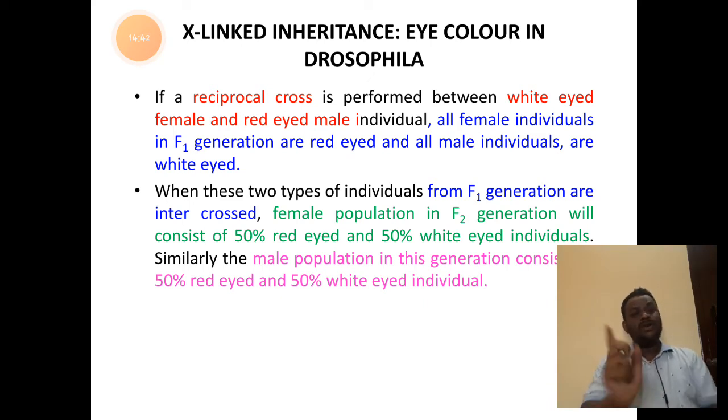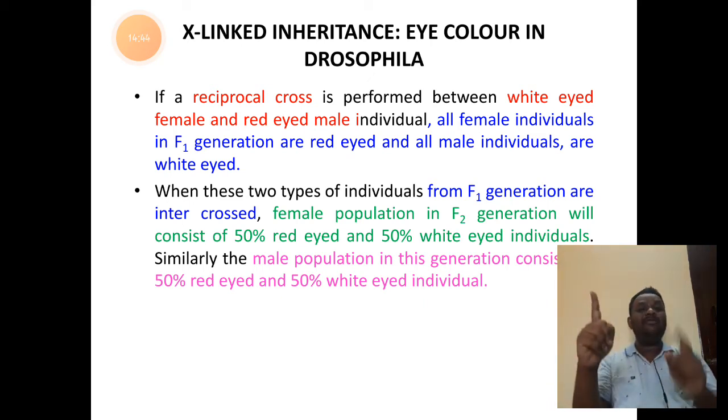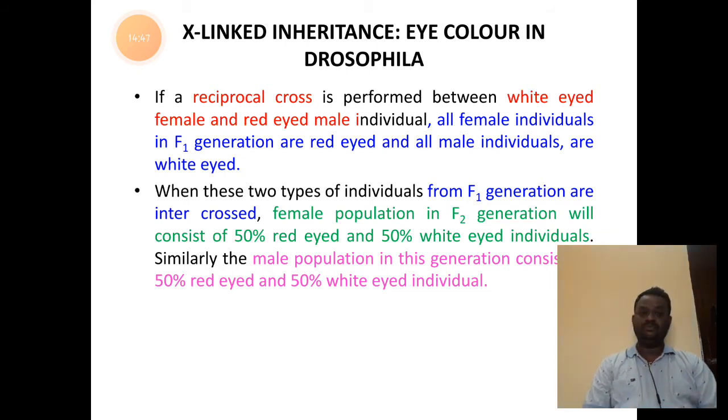Now, he started crossing a white-eyed female with a red-eyed male. All females in the F1 generation were red-eyed and all male individuals were white-eyed. When these two types of individuals from the F1 generation were intercrossed, the female population of the F2 generation consisted of 50% red-eyed and 50% white-eyed.